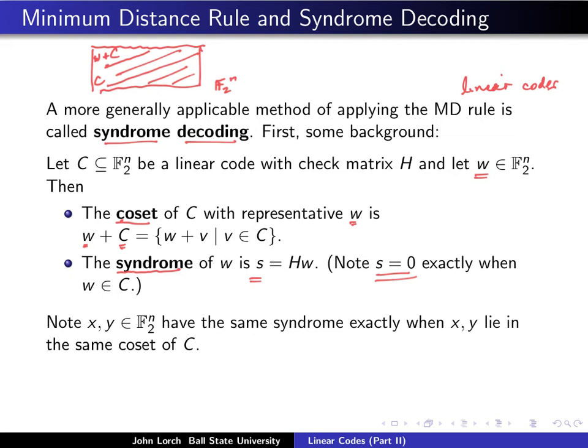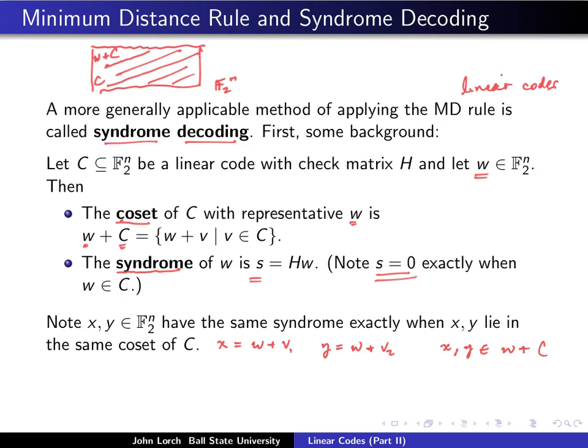So let's see why that's the case. Let's suppose that X is some string W plus V1, where V1 is a code word, and Y is W plus V2, where V2 is a code word, right? Then both X and Y are living in the coset W plus C.